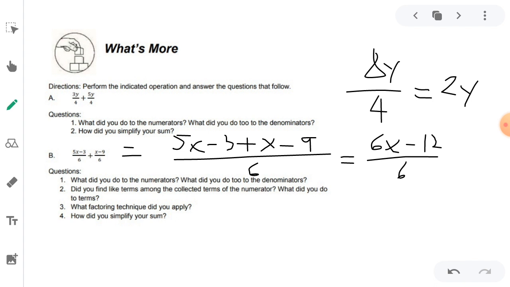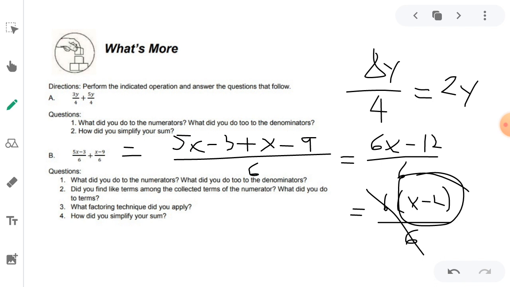So ano pa? Anong gagawin ulit? Pa-factor natin si 6x minus 12. Anong factor ng 6x minus 12? 6 times x minus 2 over 6. So cancel natin yung 6. So the answer is x minus 2.